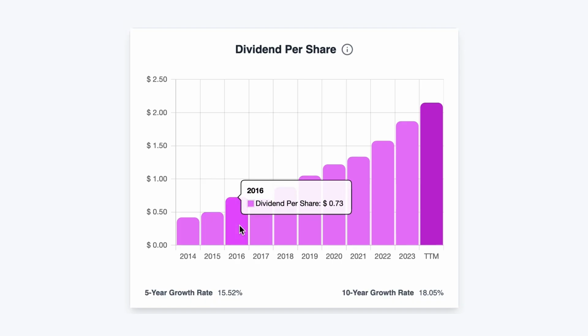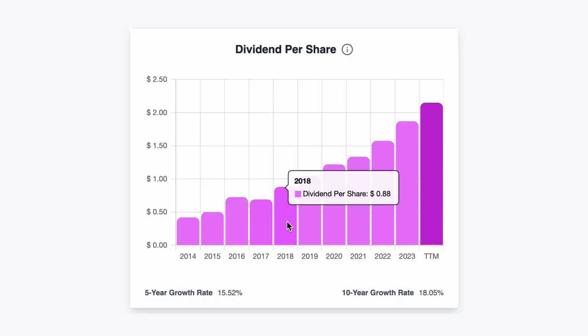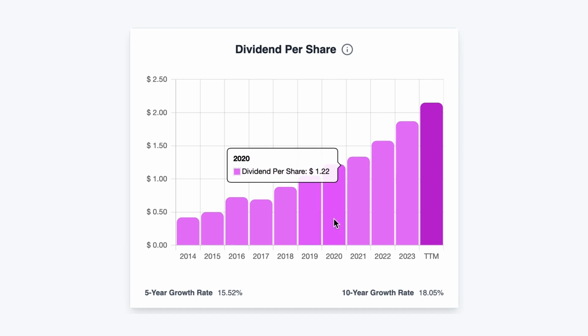A low payout ratio indicates that the dividend isn't taking a huge chunk out of the company's earnings, which is both good for the company and also good for shareholders, because it means that the company is better able to sustain those dividend payments, even if they go through a period where their earnings aren't as high. And it also gives the company more of a runway to grow the dividend, which brings us to the next metric, which is the dividend growth rate.